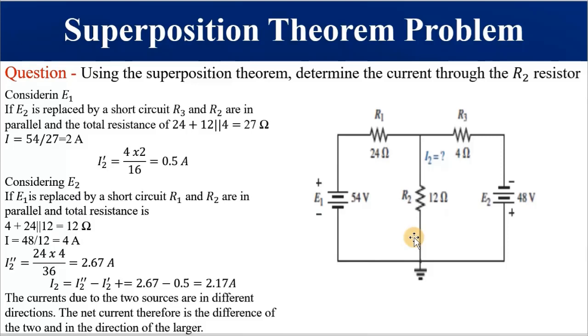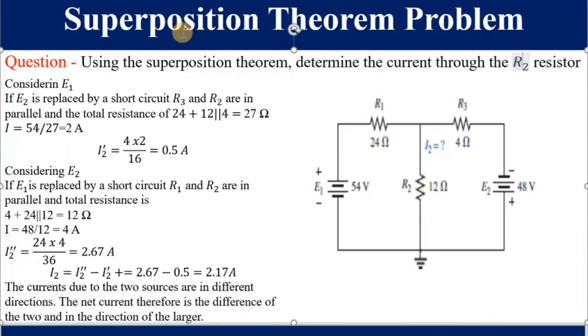And what do we do? We simply say 2.67 minus 0.5, and the current flowing through R2 is 2.17 amps. Guys, no problem. This is very simple. You consider each source alone and replace the other source with a short circuit in this case.